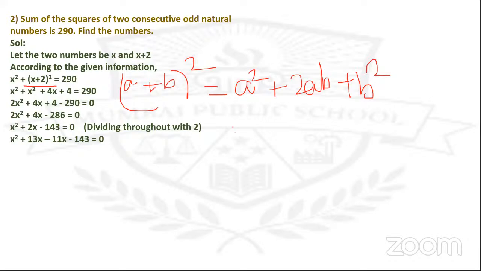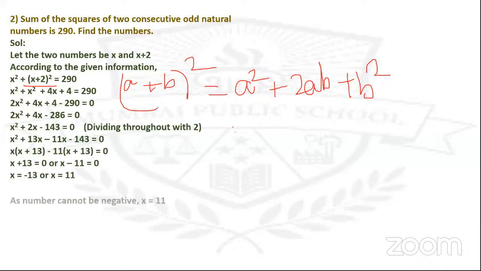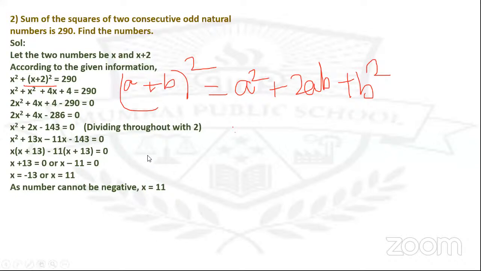You're going to get x square plus 13x minus 11x minus 143 equals 0. So here you get x into x plus 13 minus 11 into x plus 13 equals 0. You get x plus 13 equals 0 or x minus 11 equals 0. So x is minus 13 or x is equal to 11. As the number cannot be negative, what is the value of x? x is equal to 11.